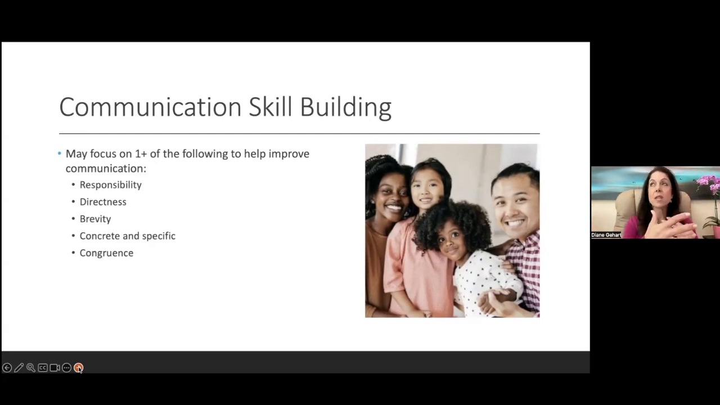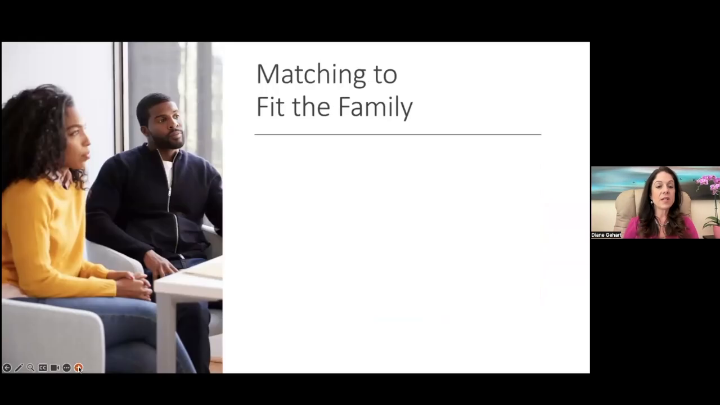So helping parents, oftentimes because they're having to be the disciplinarian, bring out the care that is also underneath the rules they're trying to enforce. And oftentimes with adolescents, appreciating that there is care there as well. So having that congruent communication, active listening, really listening to each side. And then matching to fit the family. So this is a real key concept here.